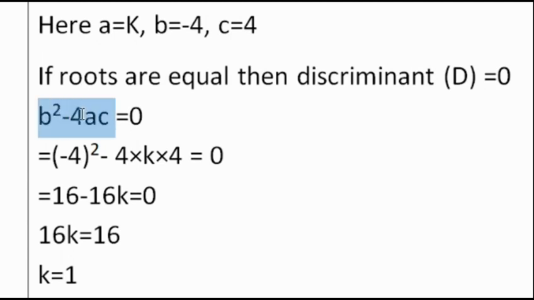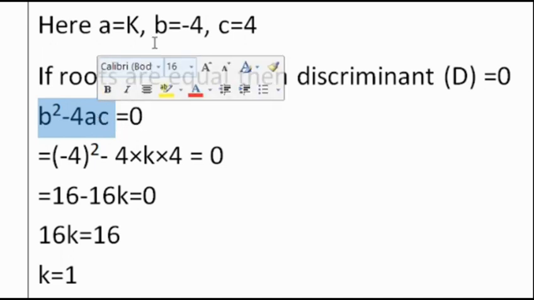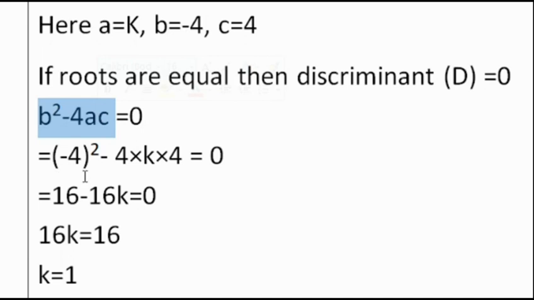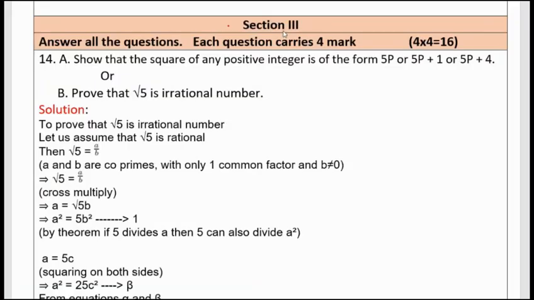We all know the discriminant value, which is b square minus 4ac. So b square minus 4ac is equal to 0. b is minus 4, so minus 4 square minus 4 into a is k and c is 4 again. So minus 4 square value is plus 16. Minus 4 into k into 4 is minus 16k is equal to 0. 16k is equal to 16, k will be 1. The value of k is 1.